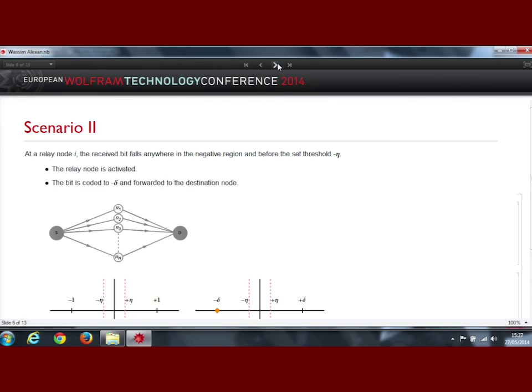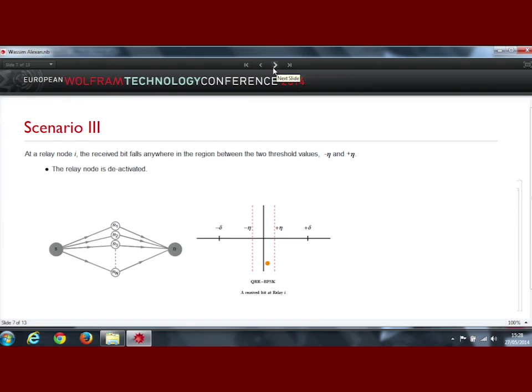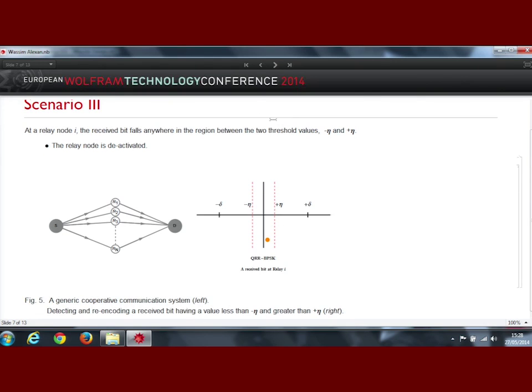The second scenario is where the received bit has a value less than negative eta. In such a case, you would automatically encode it as a negative delta and again forward it to the destination node. The third scenario is where you get the received bit anywhere between the positive and the negative etas. In such a case, you would not activate the relay node. You would deactivate it, not use it, not select it, and it will not participate in assisting the source node in delivering its message signal.